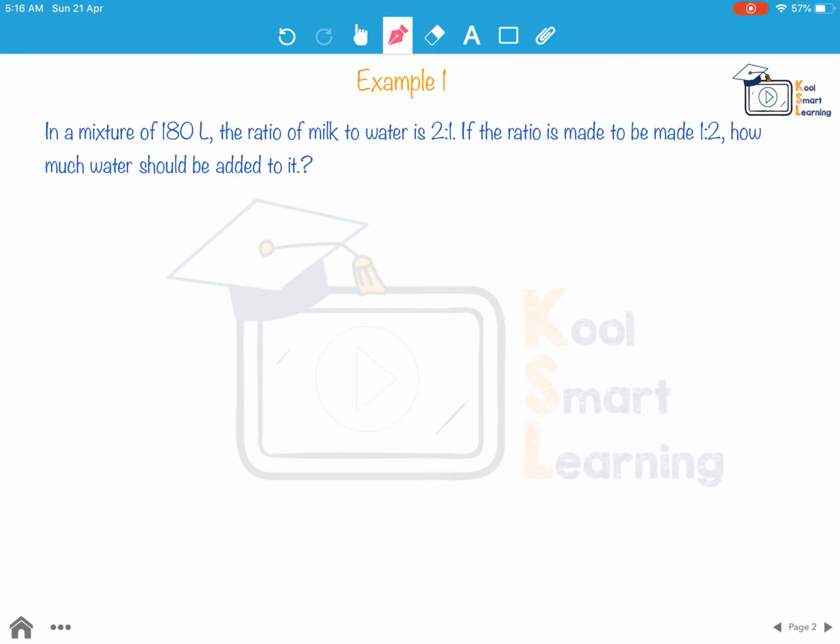In a mixture of 180 liter, the ratio of milk to water is 2:1. Now, if we have to change this ratio to 1:2, how much water should be added to it? So, let's find out. First of all, how much milk is there in the mixture? We know that the mixture is 180 liter and the milk to water ratio is 2:1. So, we get milk is 2/3 into 180, which makes it 120 liter of milk.